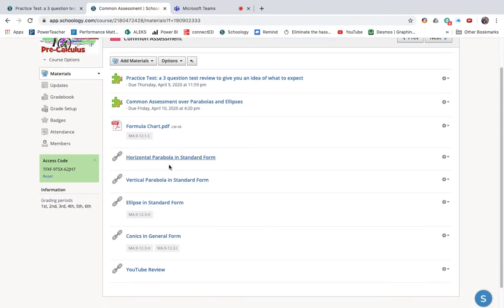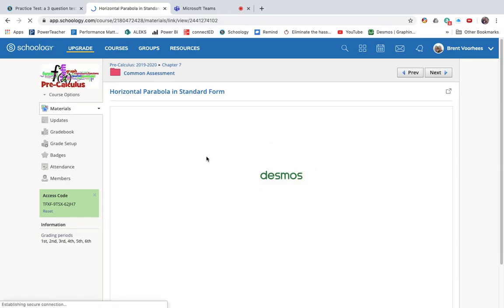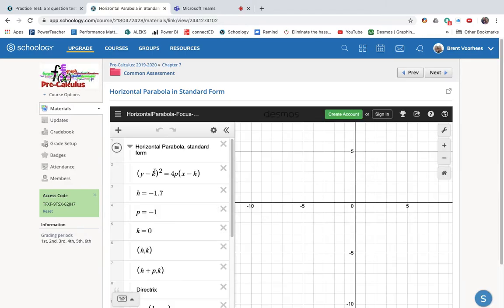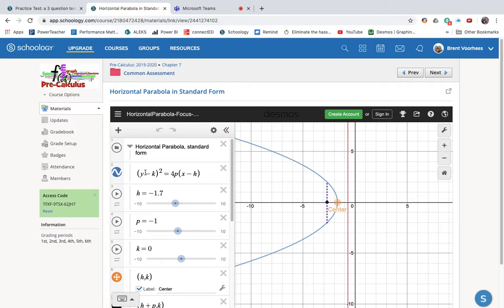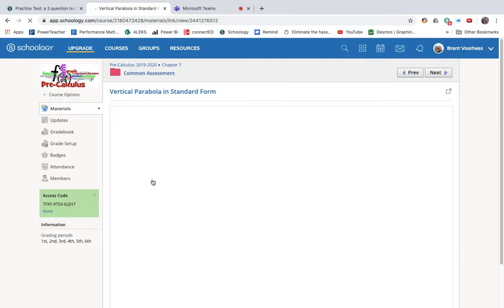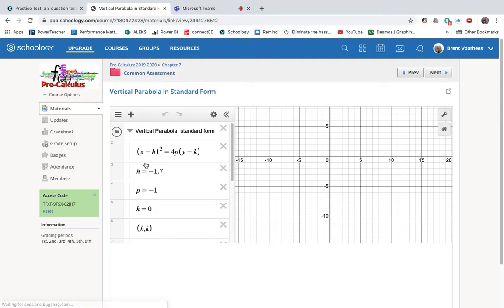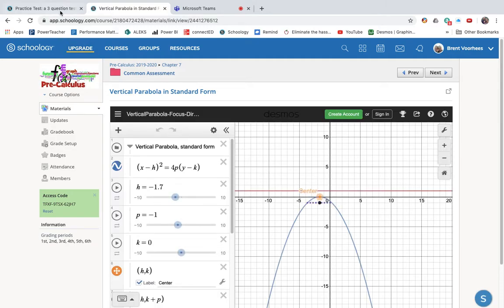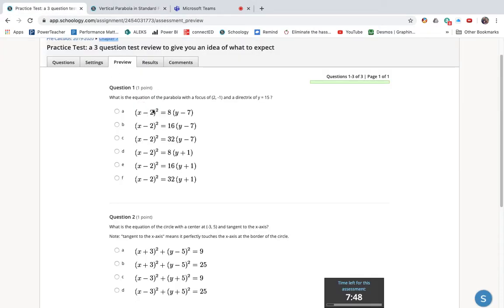So I'm going to come over here, and let's just say I don't know if it's horizontal or vertical. Well, what I would do is click the first and see how the equation looks. Does it come with an x squared or a y squared? You see how this one has a y squared? That means it's not the right equation. So I'm going to go back, and I'm going to choose the vertical parabola. Now the equation, once it loads, has an x squared. Let's check that one more time with the question. Yeah, that has an x squared.